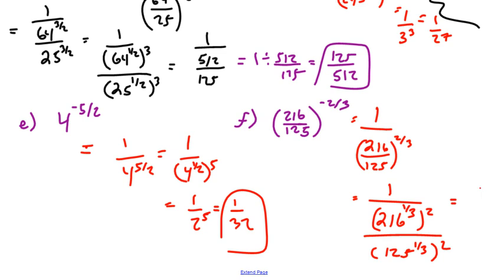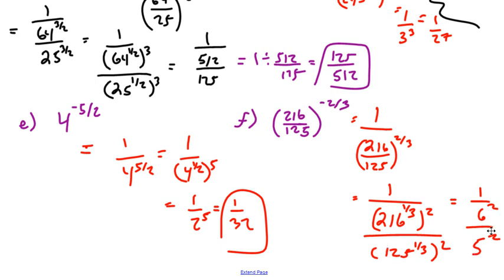Okay, so let's simplify each one now. 1 over, let's see, 216 to the power of 1/3 is going to give us 6. Okay, I could do this. 6 times 6 times 6 is going to give us 216. And I square that, all over 125 raised to the 1/3, that's going to be 5, and then square. So 216 to the 1/3 is 6, and 125 to the 1/3 is 5.